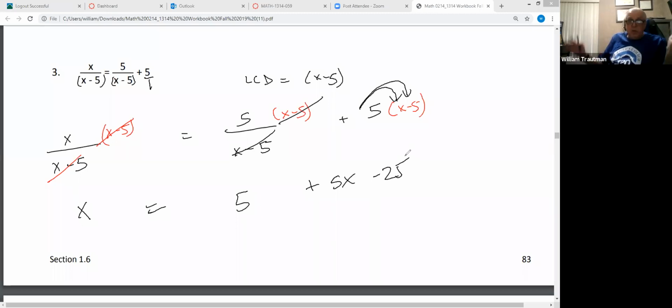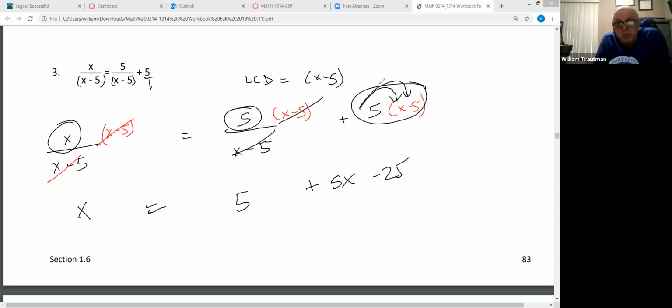So do you see how once you cancel everything, the bottoms disappear, the bottoms cancel out. We're just left with the x, we're left with the 5, and then we had to distribute that. Now we're solving for x. Look at these two. They can be combined together. 5 minus 25 is a minus 20. You see, a plus 5 and a minus 25 is a minus 20. And then I bring the 5x down here.